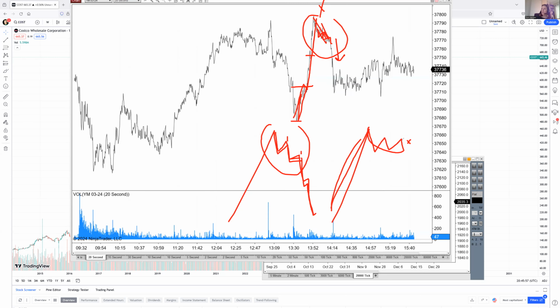This has an easier chance of giving a false breakdown right here and continuing higher. We actually saw that at some point today. I can't remember when that was, or maybe it was yesterday. The NASDAQ did that yesterday.